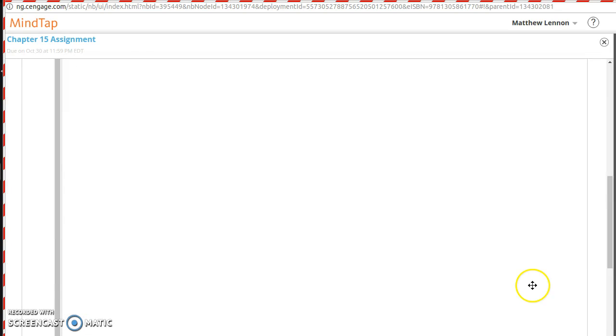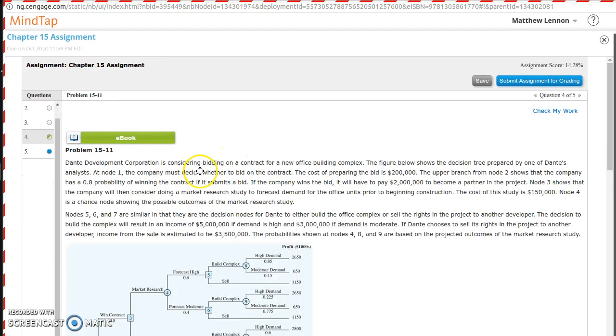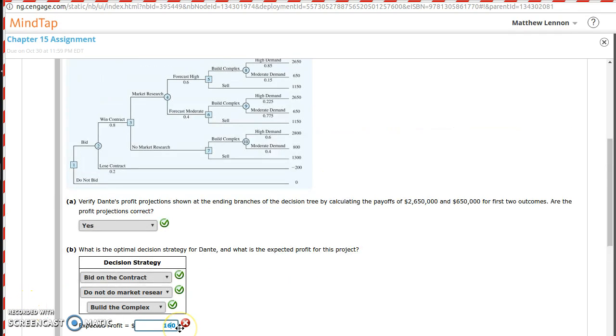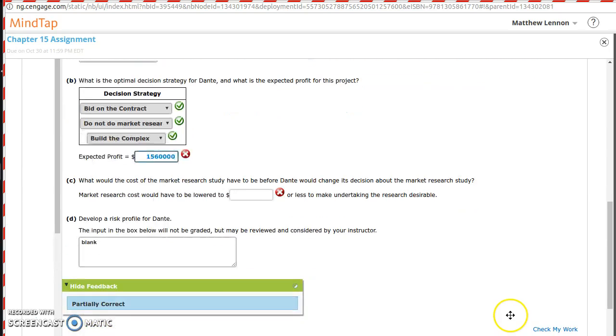So let's check the work, make sure we got these. Whoops, I did something silly wrong. That's all you need to do: it is 1560, but it's in thousands, so we need to add 3 zeros, and that should fix the problem.